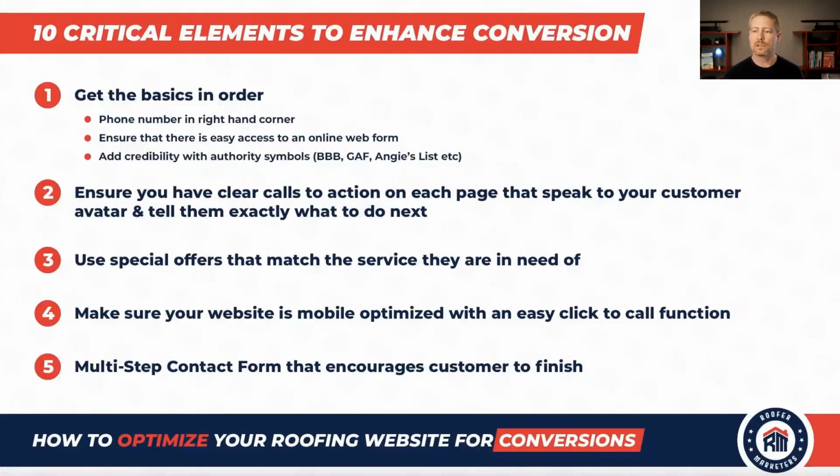The first thing we want to do is get the basics in order. Phone number in the upper right-hand corner of the website. We all read in what is referred to as a Z pattern on a website. So our eyes start in the upper left-hand corner where it says 10 critical elements, right, on the slide in front of you. Your eyes went there, and then it read across, and then it moved down to number 1 and read across and down and across and down and across in a Z pattern all the way down the page, what you're looking at. So that's what happens on your website.